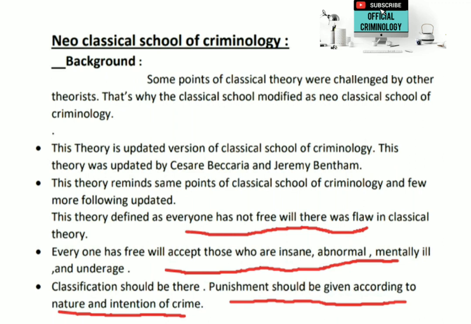That's why in this theory punishment is also divided into two parts. First is for responsible offenders, second is for irresponsible offenders. Responsible offenders include all of us except those who are irresponsible. Irresponsible offenders are those who are insane, abnormal, mentally ill or underage. In this theory, we find that punishment should be given according to the intention of the crime.